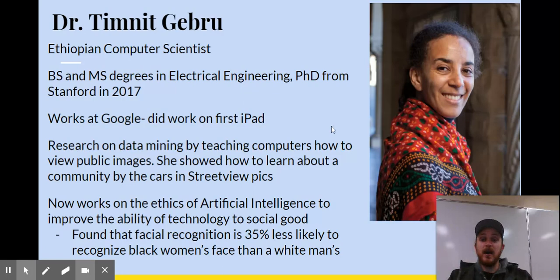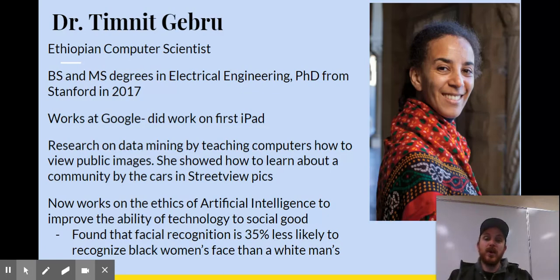This is Dr. Timnit Gebru. She is a computer scientist. She's from Ethiopia. She has a master's degree in electrical engineering and a PhD from Stanford, which is awesome. And she works at Google. And she did work on the very first iPad back in the day. And now she does a lot of work on data mining, and she teaches computers how to do stuff like artificial intelligence stuff, which is very cool.